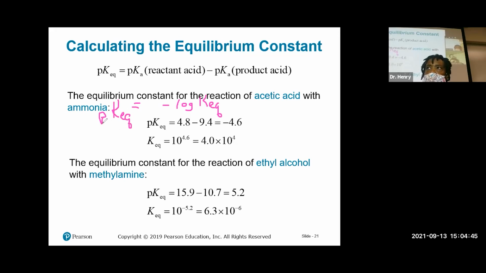Okay, so since we know that this is what that equals, then we know that Keq is going to be 10 to the 4.6 in this case. Make sense? Okay, good.